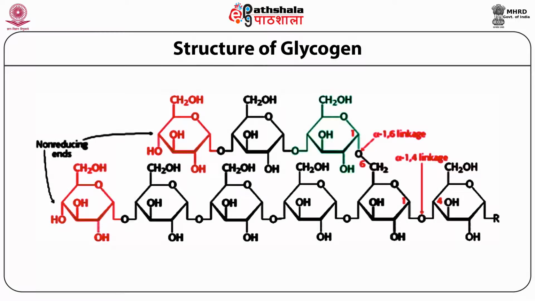The structure of glycogen is represented here. There is a straight chain polymer, whereas some of the branched chains are available at 1,6 linkage. The straight chain has alpha-1,4 linkage, whereas the branched chain has alpha-1,6 linkage, which will produce this kind of glycogen.